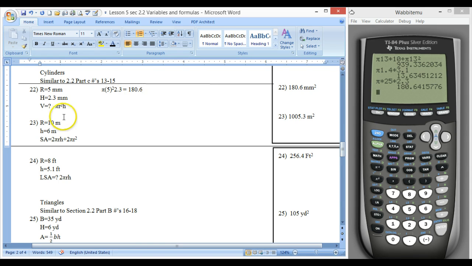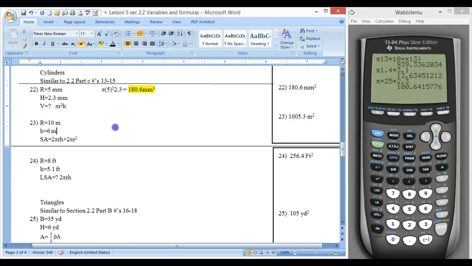Now the units, I have radius squared. That means I have radius times radius, or millimeters times millimeters. So that's millimeters squared. But then I have the height, which is another millimeter. That's 3 of those millimeters, which means this is millimeters cubed, because I had 3 of those being multiplied together. There we go.